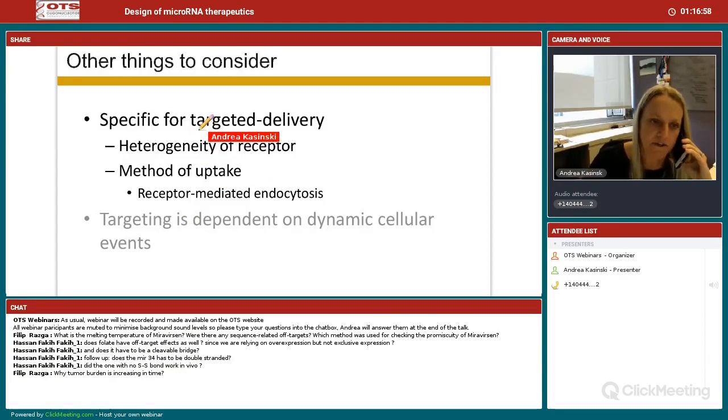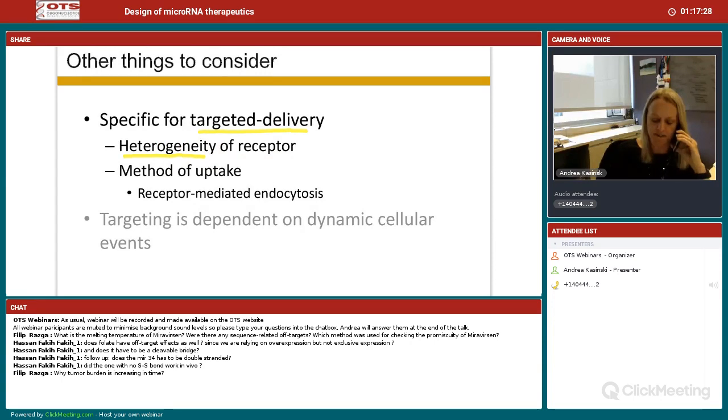And I'm going to talk about two of them that are specific to targeted delivery, and then I'll talk in a few minutes about this idea of dynamic cellular events that could alter some of the targeting, and we need to be cognizant of that. So firstly, when we think about targeted delivery, heterogeneity is really critical here.